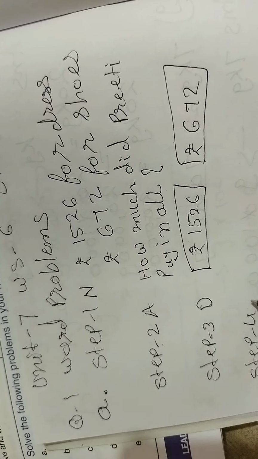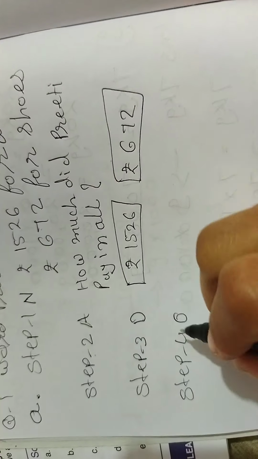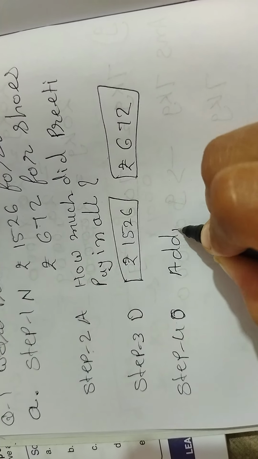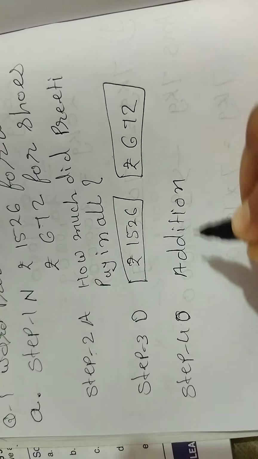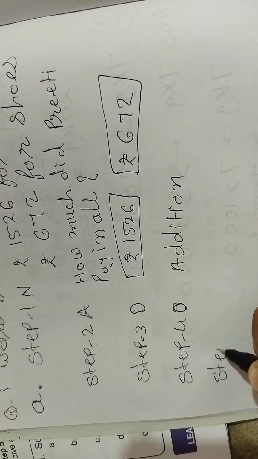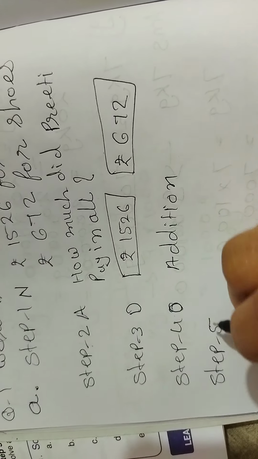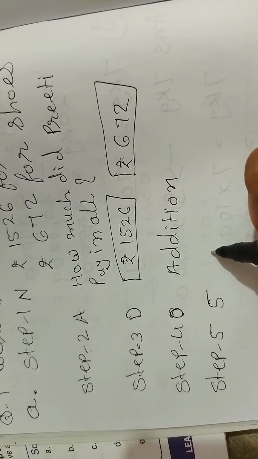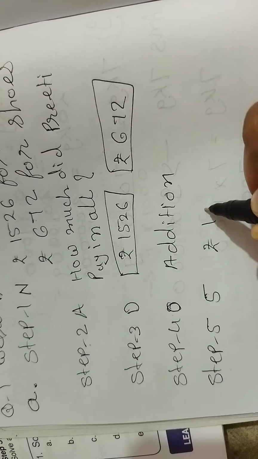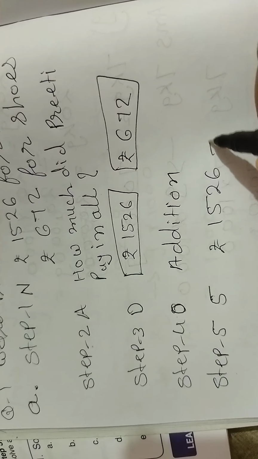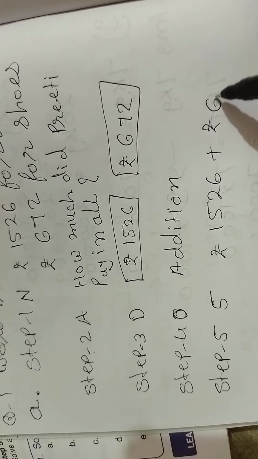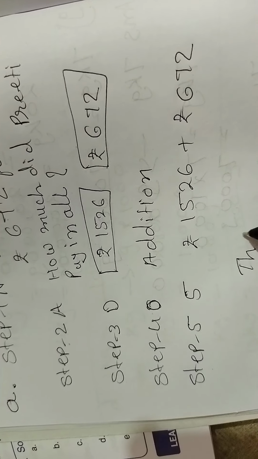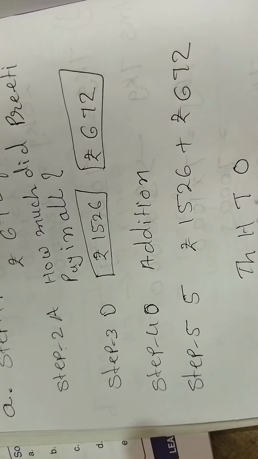Step 4, operation. So here we have to do addition. We'll use addition operation. Step 5, we have to do solution. So here we have to write rupees 1526 plus rupees 672. Here we have to write thousands, hundreds, tens and ones.